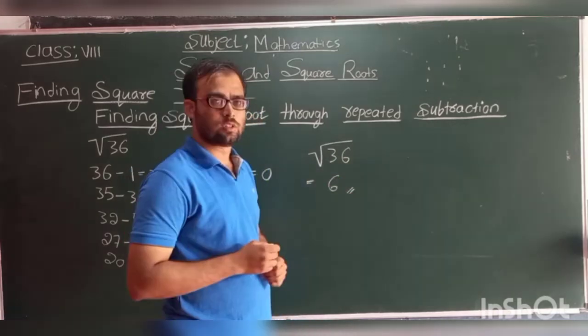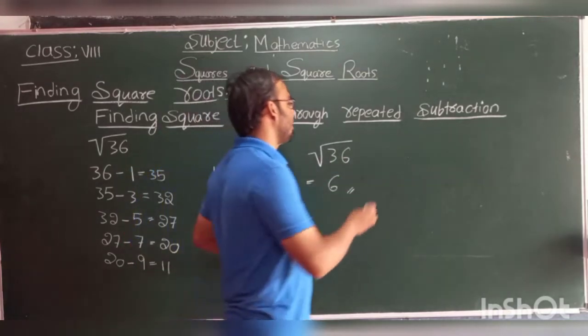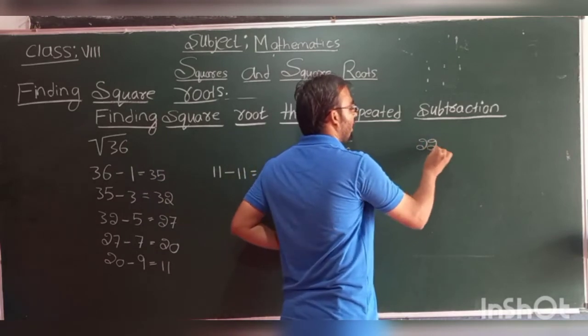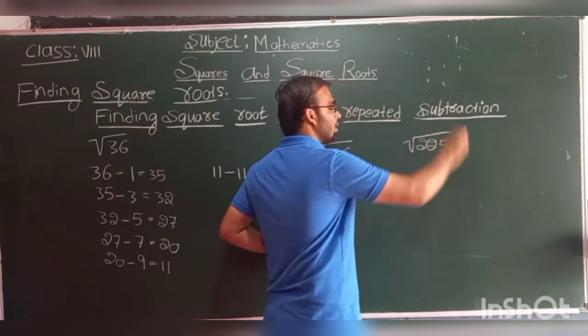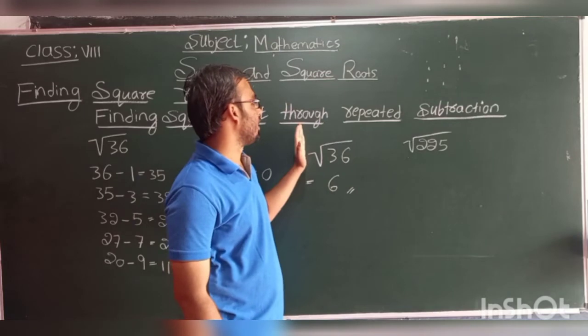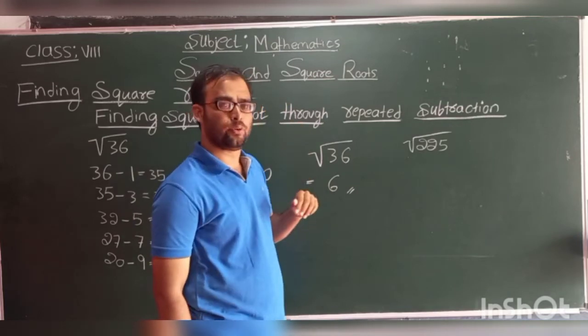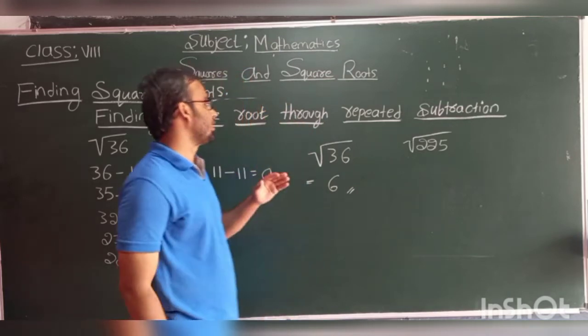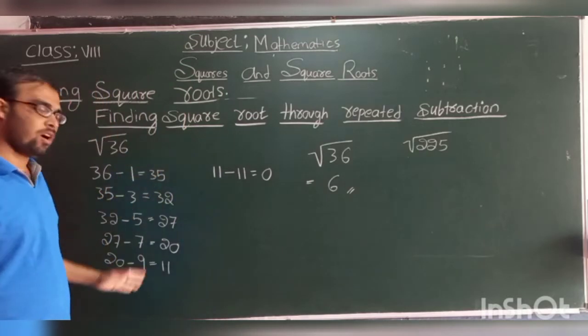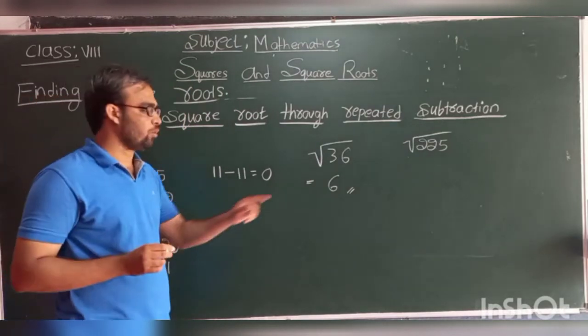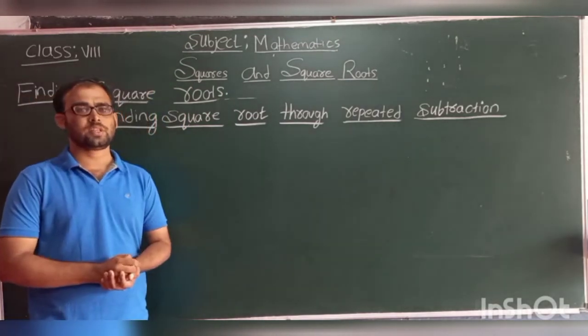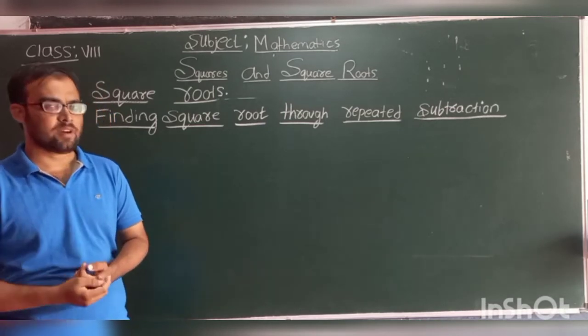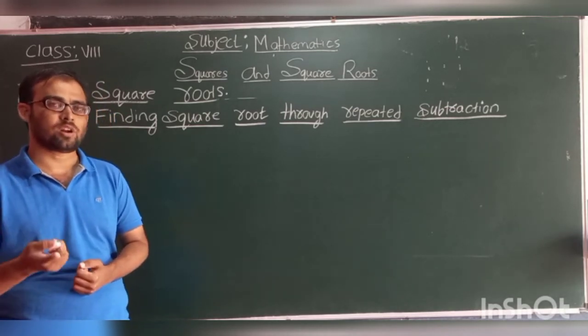6. Okay, suppose you are given any big number, that is 225, and asked to find the square root of this using the repeated subtraction method. Then what you need to do? You need to just go on doing subtraction of the odd numbers until you get 0. Students, using this method, we can even find whether a number is a perfect square or not.